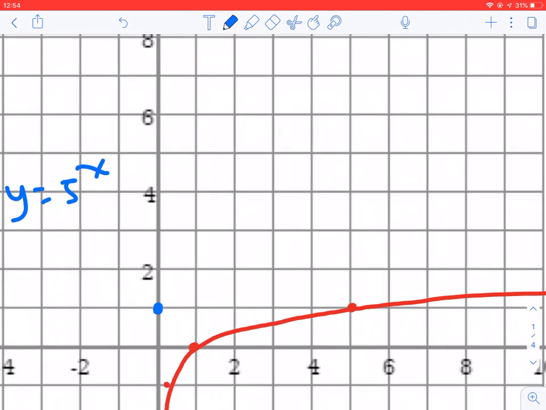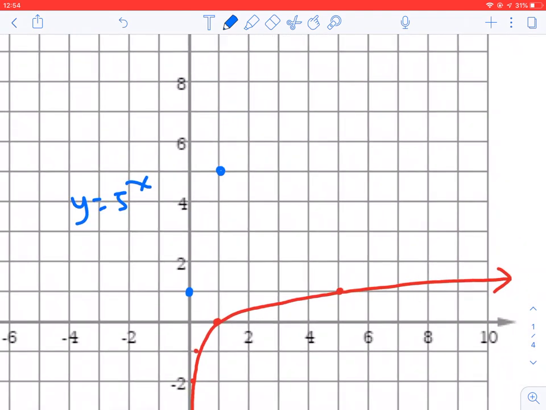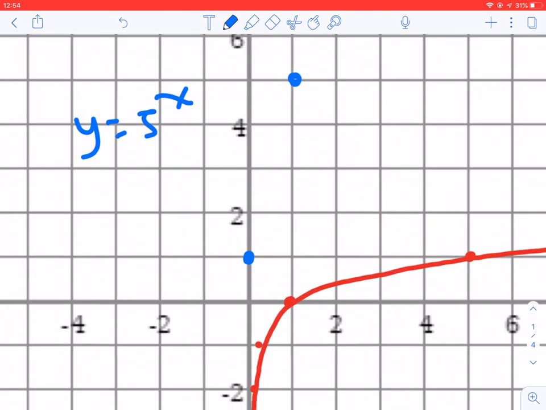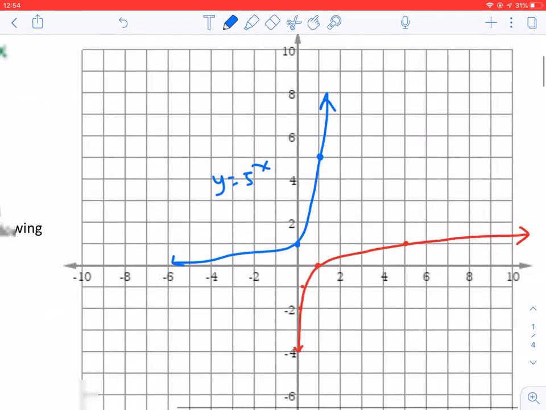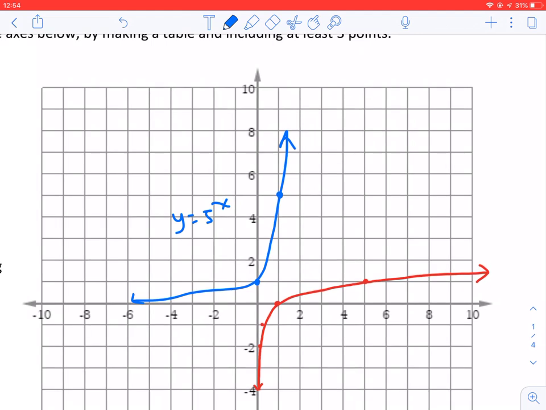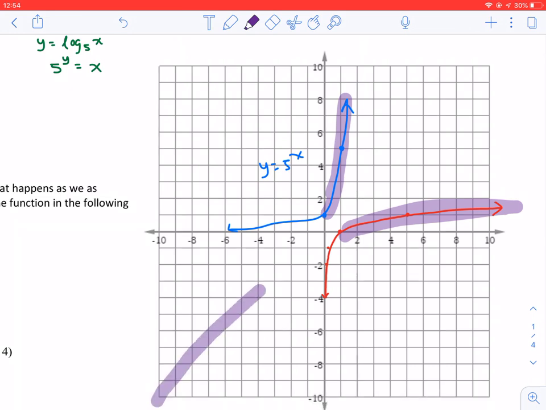That's going to have 0, comma 1, 1, comma 5, 2, comma 25, etc. Right, so just plotting those 2 points, it's going to look something like this. So the faster your exponential function grows, the slower your log function is going to increase, right? Because they're inverse functions, right? So we know it's the reflection over y equals x, the two graphs.